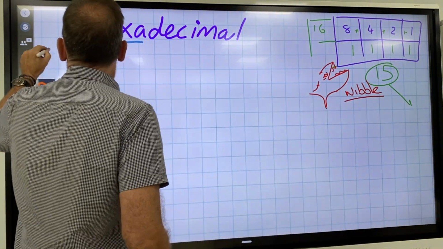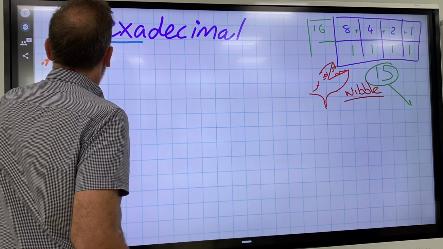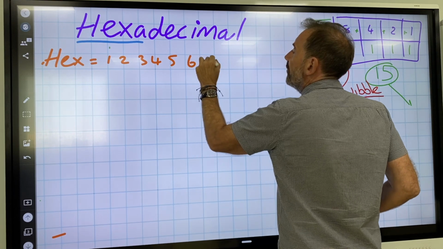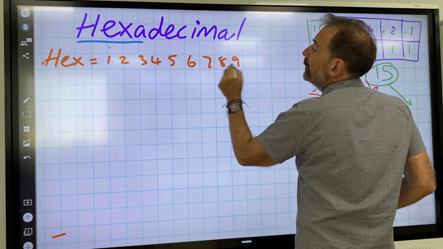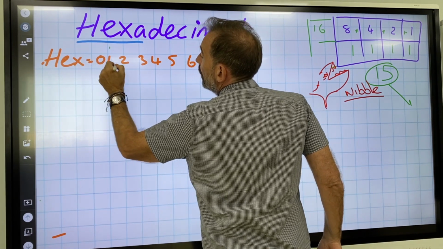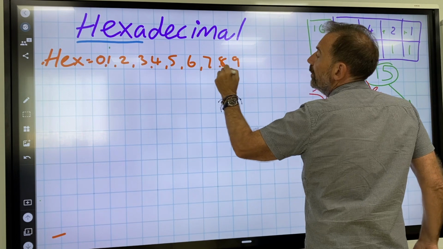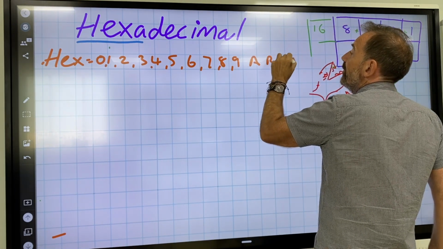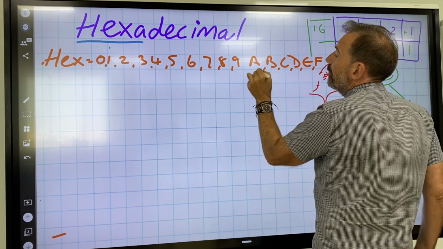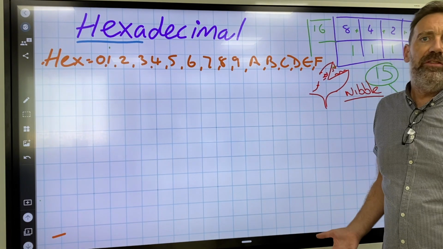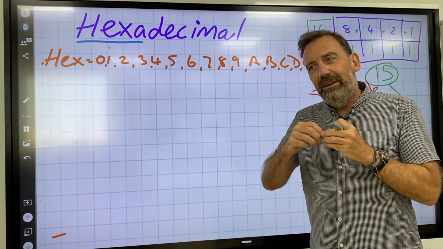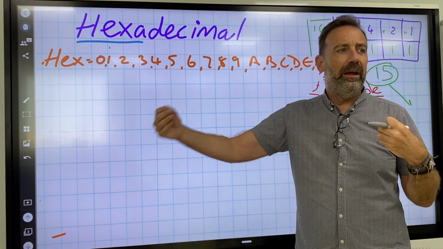So X is 1, 2, 3, 4, 5, 6, 7, 8, 9. Sorry, 0. 9, A, B, C, D, E, F. So 0 is also there? Yeah, like in the base 10 system. We can only fit one digit in, can't we? So we don't go 1 to... you could argue we go 1 to 10, but we don't go 0 to 9.